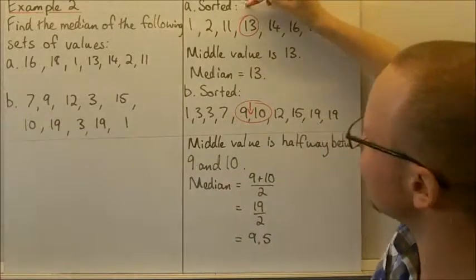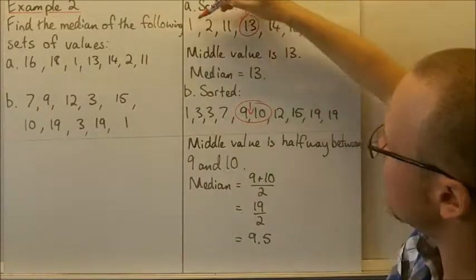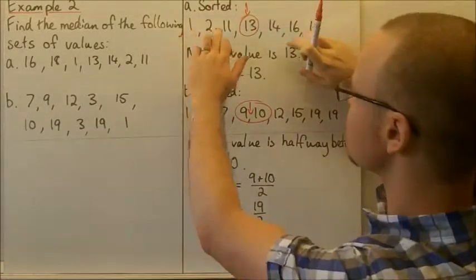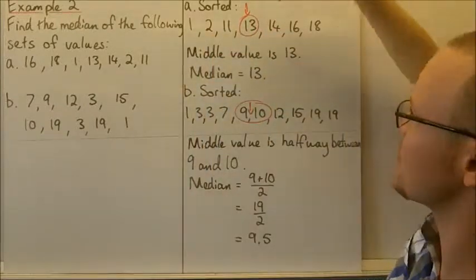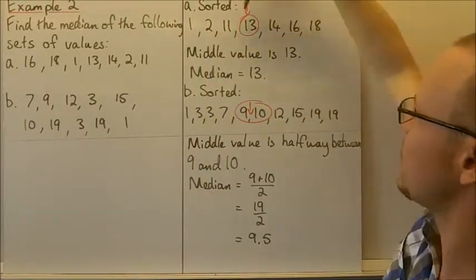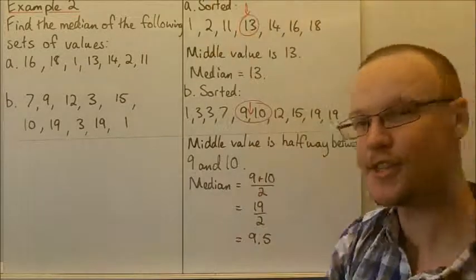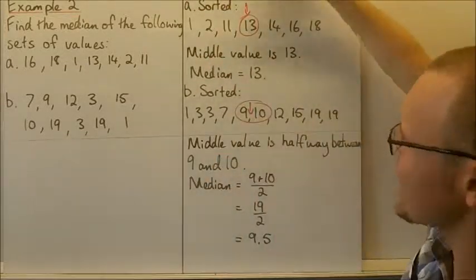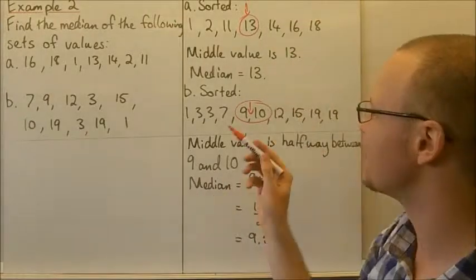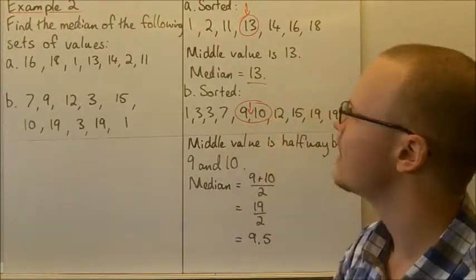Then we just need to find the middle value. The middle value is this one here, because we can count them from the sides, or we can add them all up, add 1 and divide by 2, and that'll be the fourth number. So the fourth number here is 13, and that's the middle value, that's the median. So the median is 13 there.